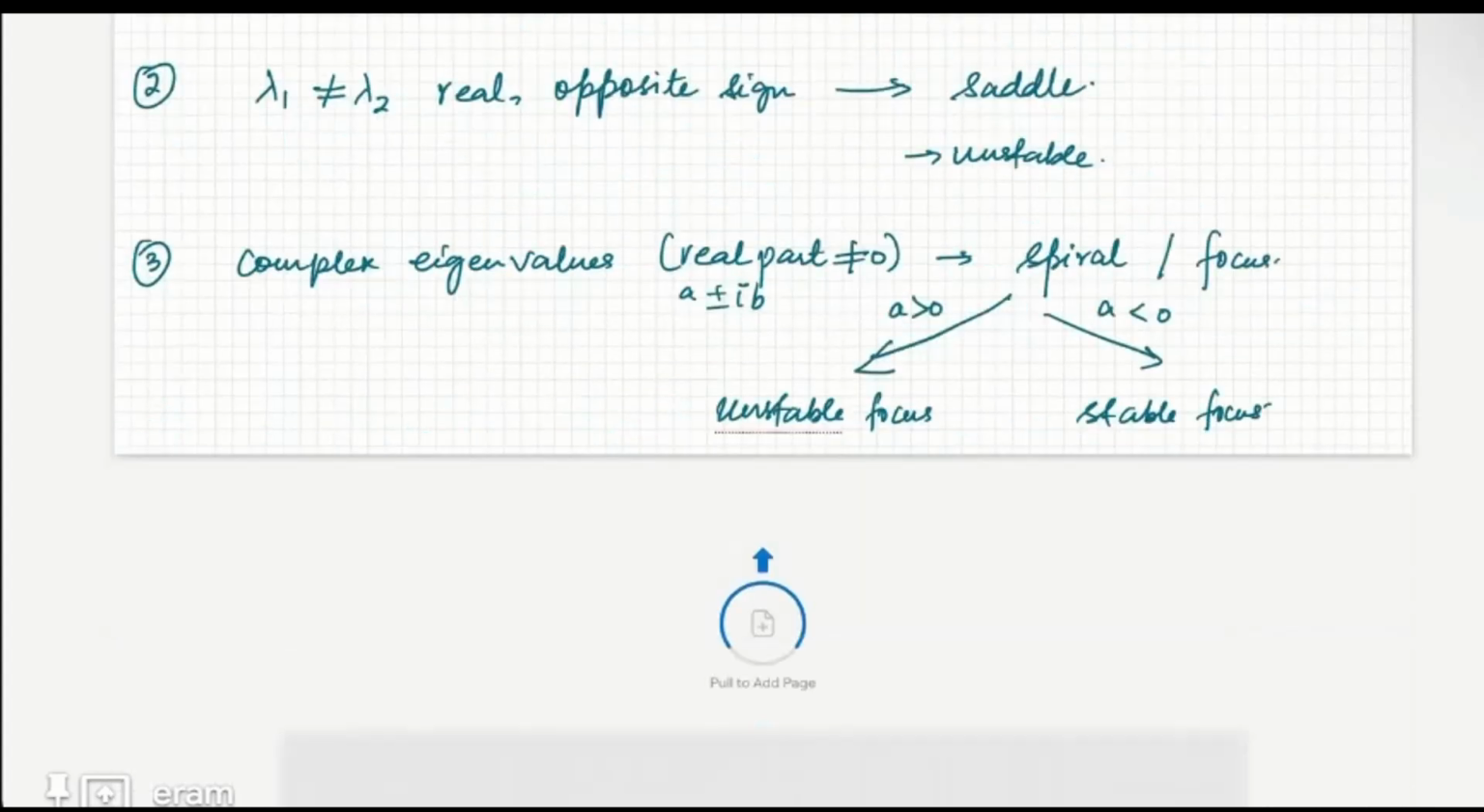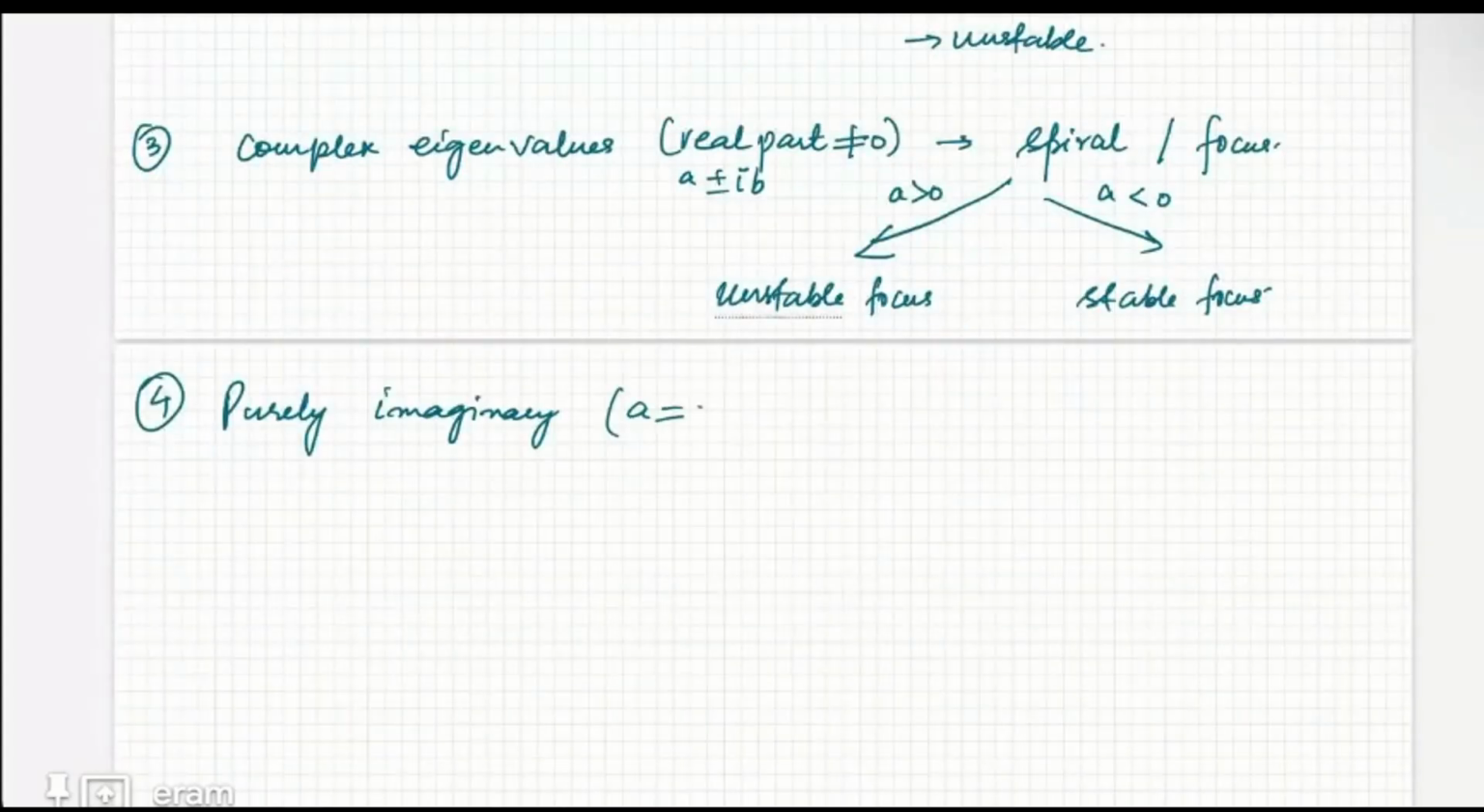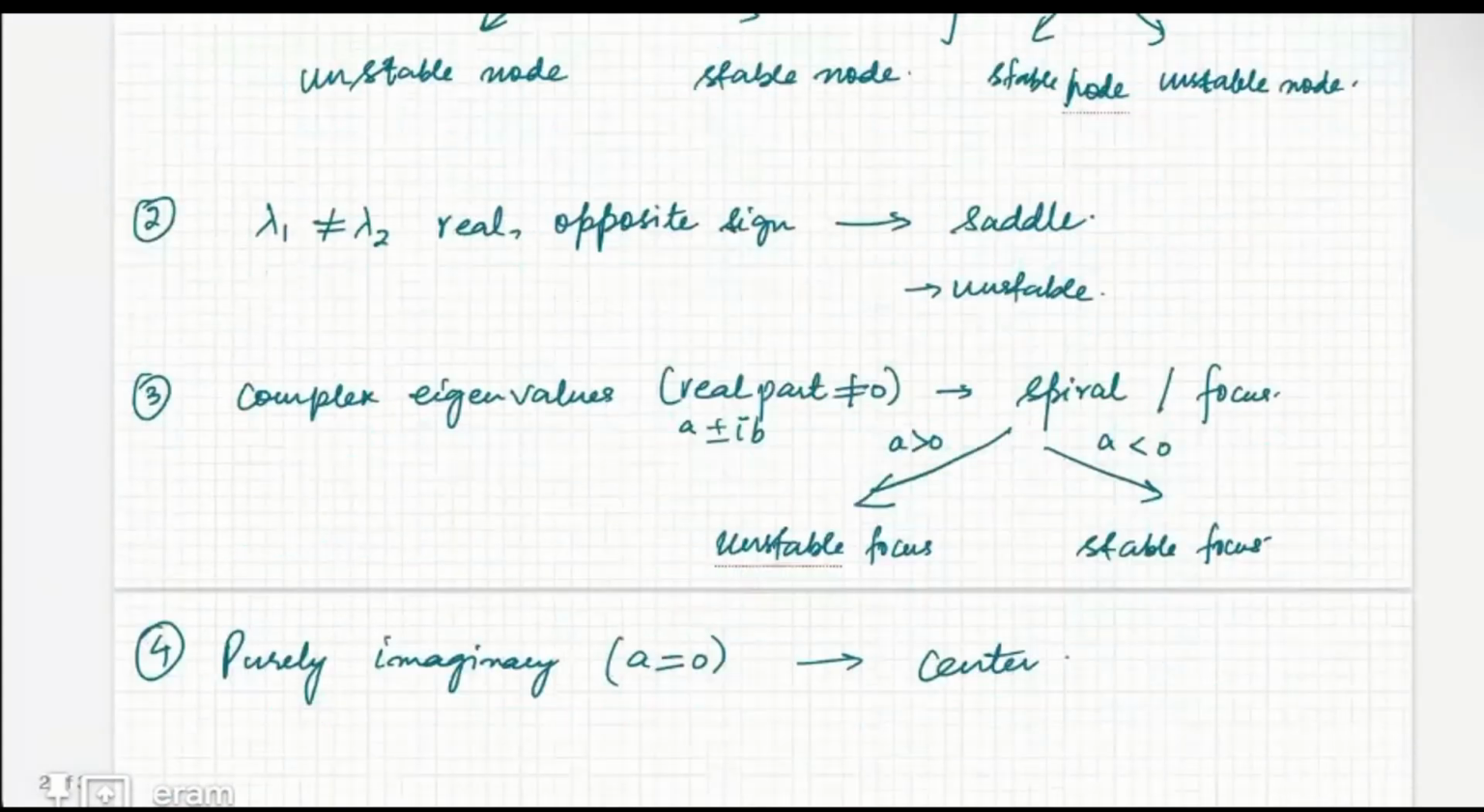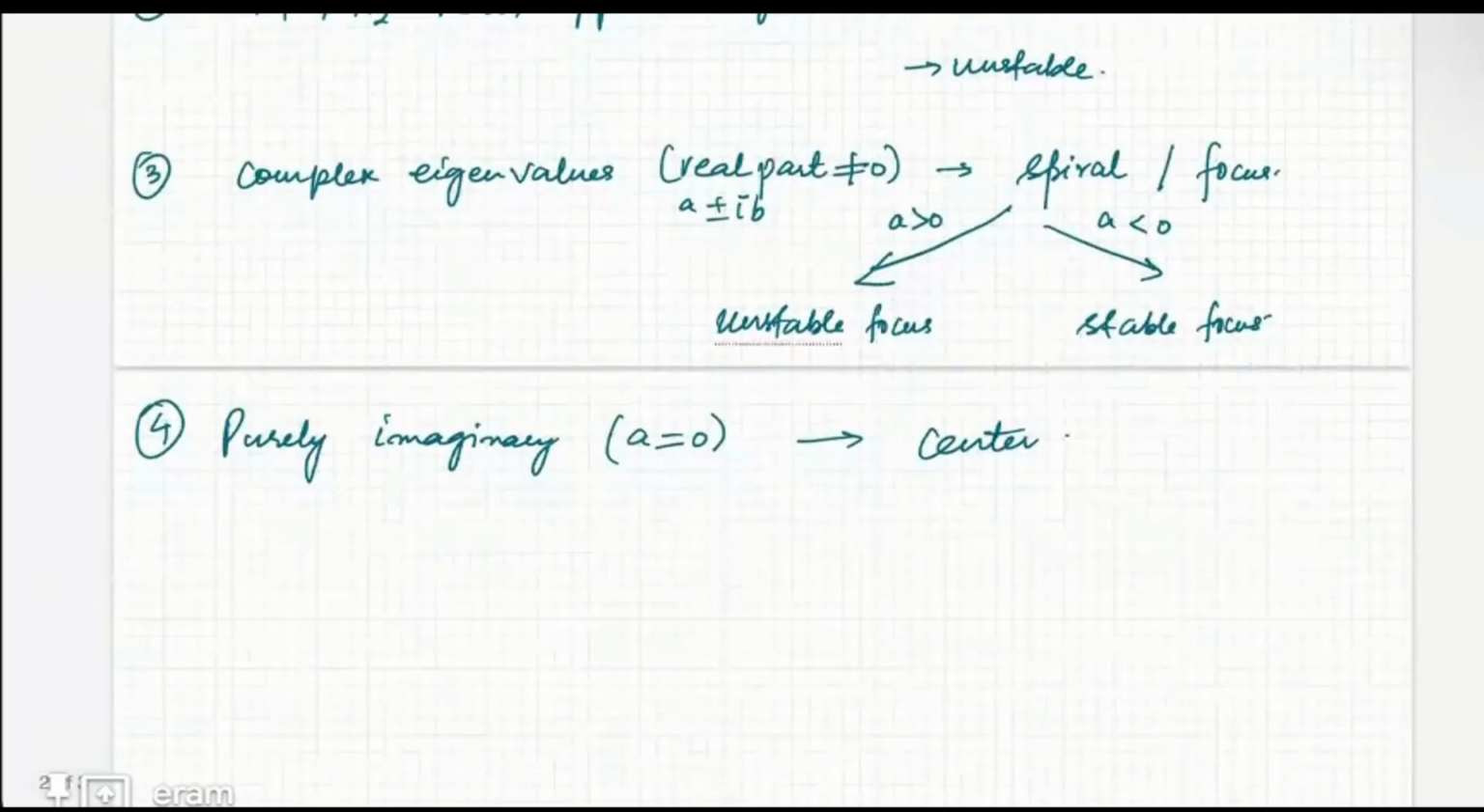And finally, when the eigenvalues are purely imaginary, meaning when a equals 0, then we have a center. So this is all about the analysis of the solution in the phase plane, and we have categorized them as node, saddle, focus and center.